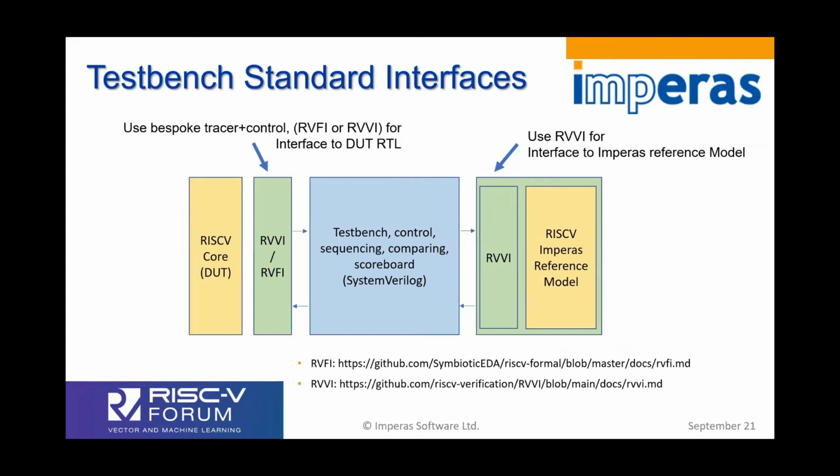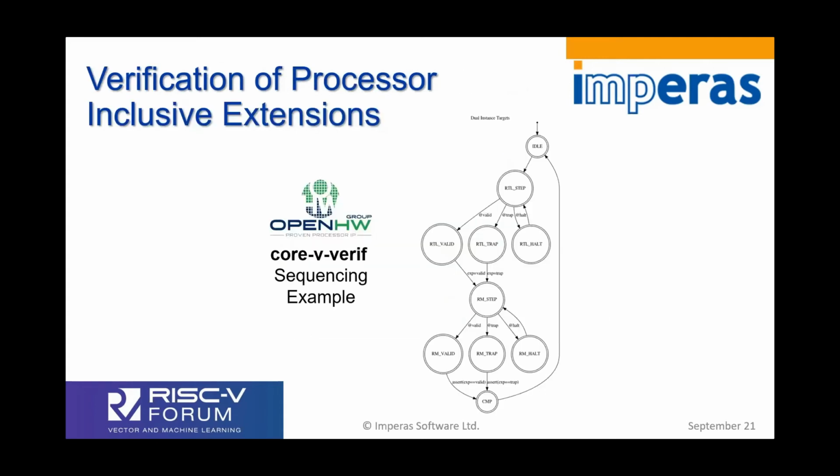The test bench performs the coordination of execution and comparison of state, generating appropriate warnings and errors where divergence between the two references occurs. A typical test bench execution flow is shown in this state diagram. This is a simplified view of the flow used in the OpenHW Group CORE-V verification test bench, which uses the Imperas reference model to validate a number of their cores, including the CV32E40P, X and S.